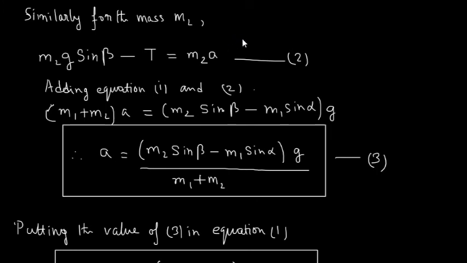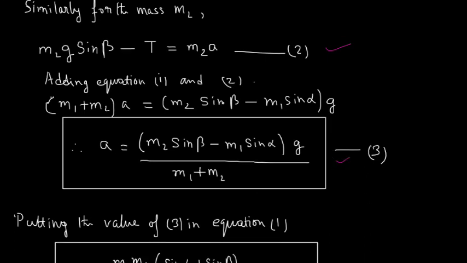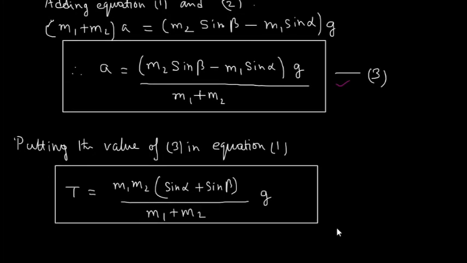number 2. And adding equation 1 and 2, we get (m1 plus m2) a is equal to (m2 sin beta minus m1 sin alpha) g. a is equal to (m2 sin beta minus m1 sin alpha) upon (m1 plus m2) multiplied by g in the numerator. This is equation 3. And putting the value of 3 in equation 1, we find the value of T as m1 multiplied by m2 multiplied by (sin alpha plus sin beta) multiplied by g upon (m1 plus m2).